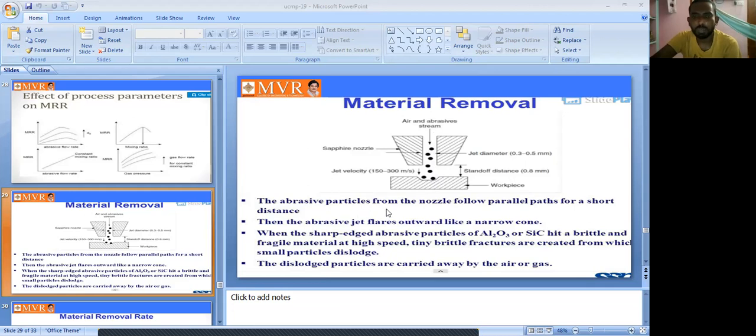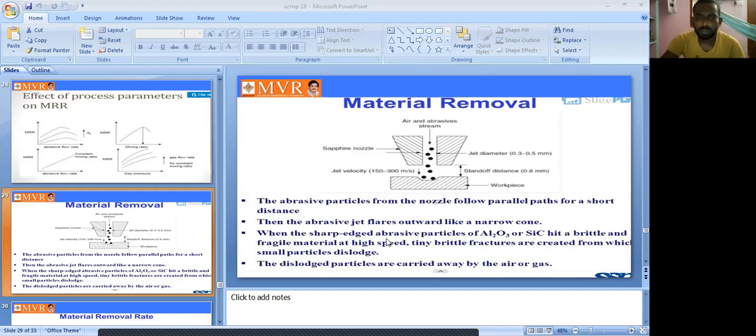See here, the abrasive particles from the nozzle flow in a parallel path for a short distance. Then the abrasive jet flares outward like a narrow cone.